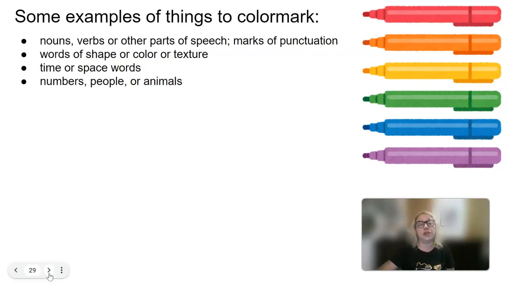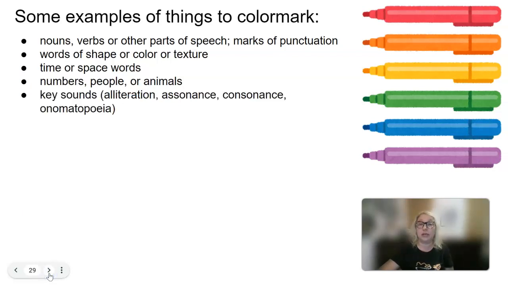How about numbers, people, animals? If these things are repeating, you might want to mark them up. Key sounds, alliteration. Alliteration is when the beginning of words in close proximity are the same. Assonance, that's when we have repeating vowel sounds. Consonance, that's when we have repeating consonant sounds. Doesn't matter where in the word they are. Alliteration, it really has to be the beginning of words.